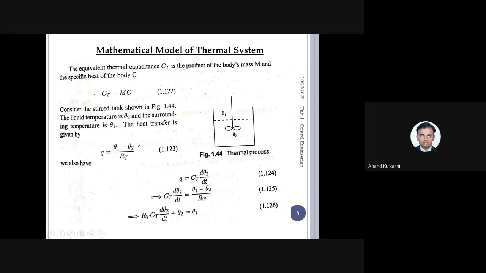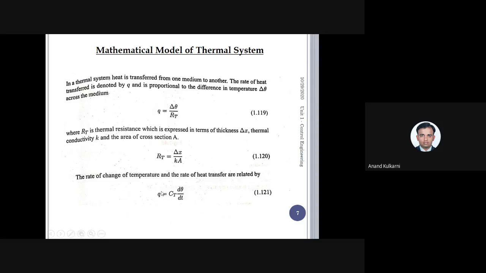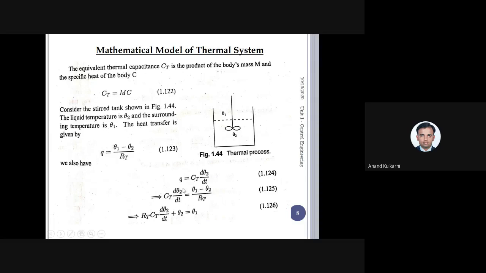So theta 1 minus theta 2, depending upon whichever is hot or cold, the heat is going to get transferred. In our condition, let us consider theta 1 is greater and theta 2 is smaller. So with liquid temperature theta 2 and surrounding temperature theta 1, we have Ct into d theta 2 by dt, and we know that Q is theta 1 minus theta 2 divided by Rt.